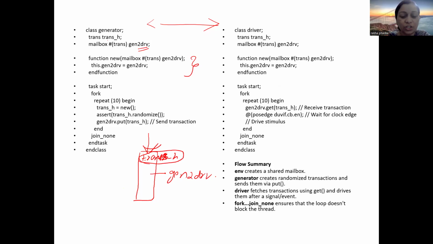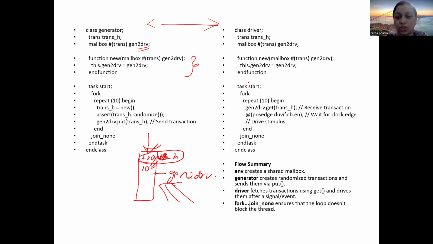And how many such data are we putting? Ten trans_h random values are being put. Now this is done by the generator, so it's generating data. Now, what will class driver do? Class driver has to read all the 10 data which the mailbox is having, again of type gen_to_drv. So it has to read from the same mailbox. I have initialized the same mailbox object here, which is gen_to_drv, and then this.gen_to_drv equal to gen_to_drv, we are assigning that.